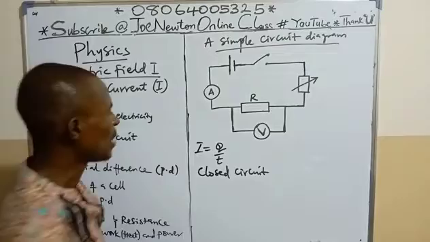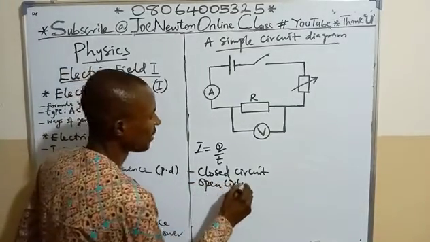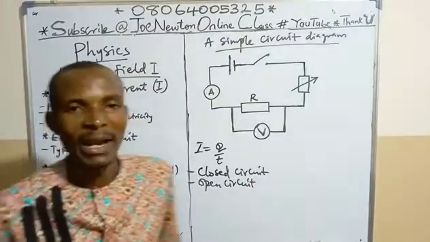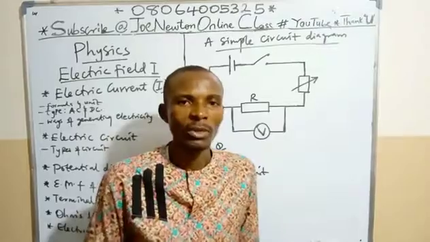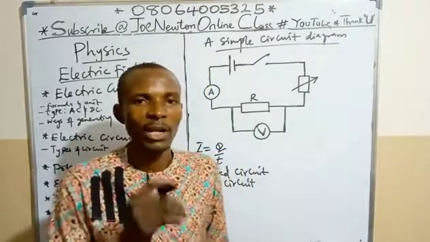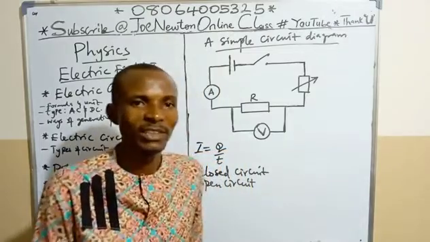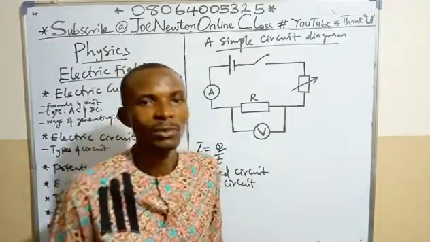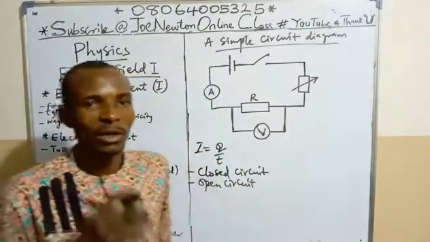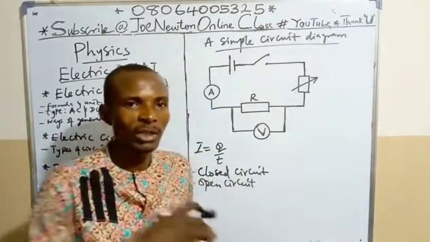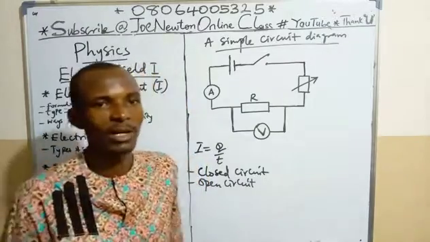Then, another one, we also have what we call an open circuit. What do you mean by an open circuit? As the name implies, an open circuit is the circuit in which there is a gap in the conducting part of the circuit. In such a circuit, current is not delivered to the external what? Resistor. In an open circuit, there is a gap, a bridge along the conducting part of the circuit. And in such case, current is not delivered to the external what?